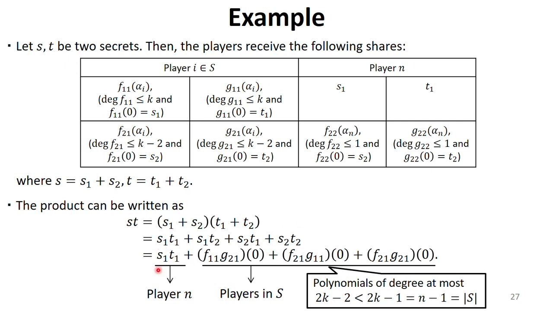The first monomial is computed by player N because he has S1 and T1. And the last three monomials can be computed by the players in S because these polynomials are of degree at most 2k minus 2, which is less than the size of S. So they can compute these values by Lagrange interpolation.